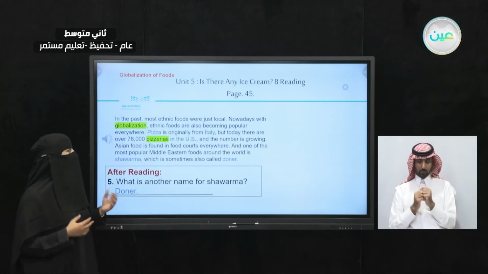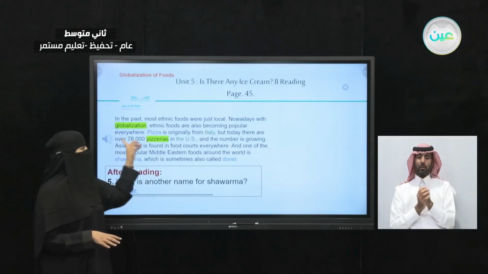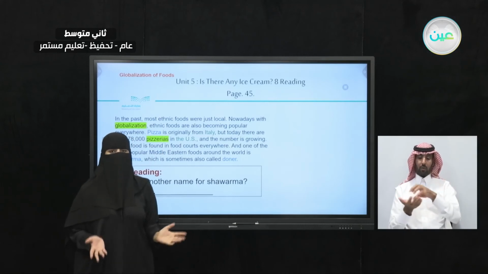In the past, most ethnic foods were just local. So that means local, it's from the same country. Nowadays, with globalization, ethnic foods are also becoming popular everywhere. So that means globalization is not only about one place. It's something becoming popular everywhere. This is the meaning of globalization.